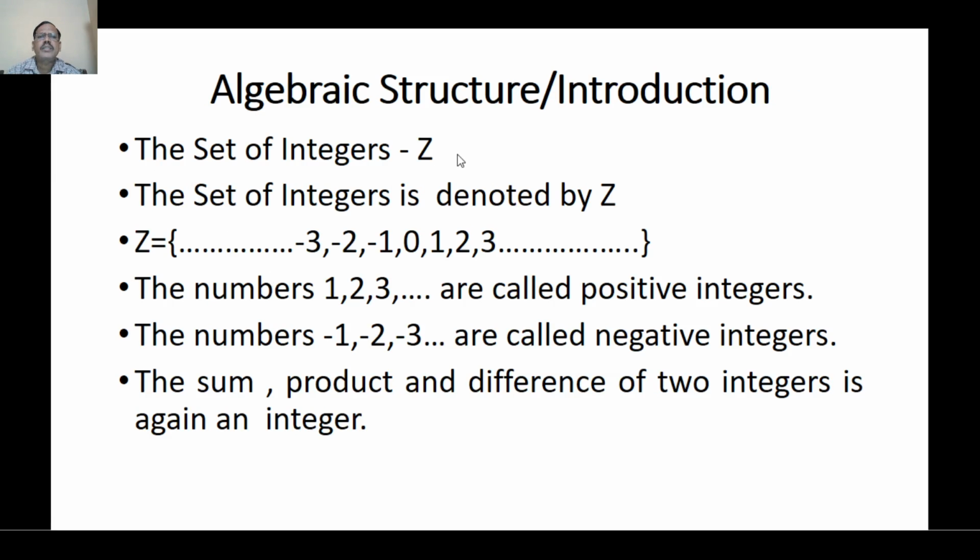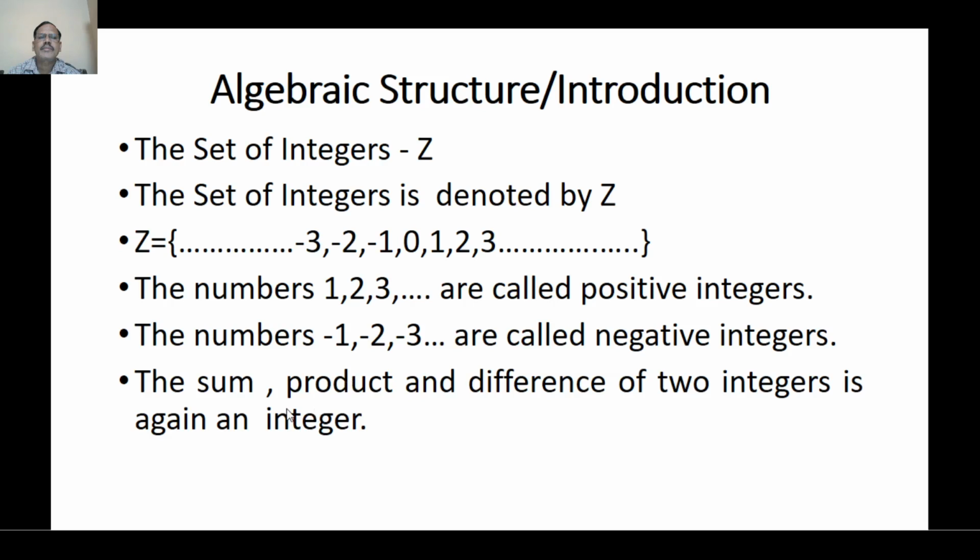The set of integers is denoted by the letter Z, and this consists of numbers like minus 3, minus 2, minus 1, 0, 1, 2, 3 and so on. The numbers 1, 2, 3 and so on are called positive integers. Minus 1, minus 2, minus 3 are called negative integers, and 0 is included. So this big set is called the set of integers, denoted by the letter Z.